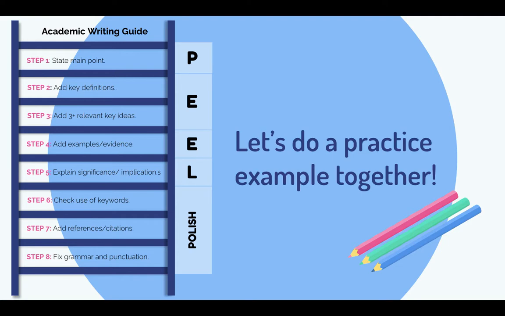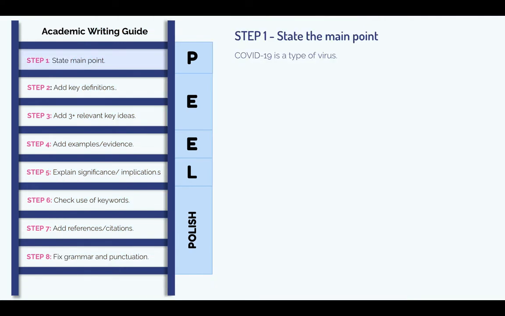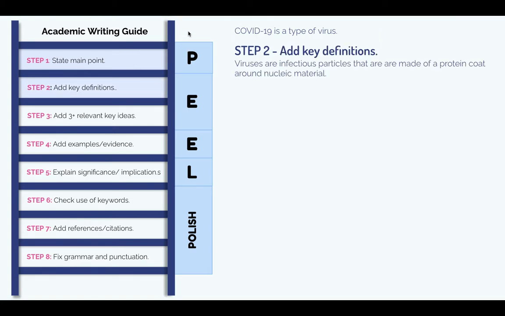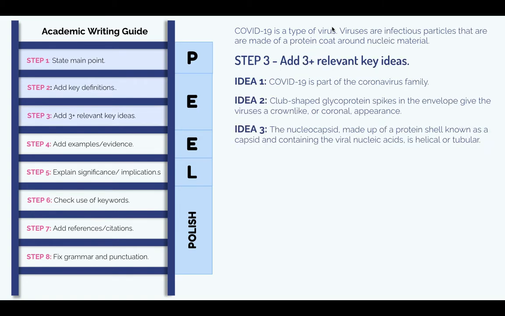Let's write one together. So first of all, we want to state the main point. In this case, our paragraph relates to COVID-19 and coronaviruses. So COVID-19 is a type of virus. That's our main point. We might then add a definition. So step 2, viruses are infectious particles that are made of a protein coat around nucleic material. So I've got my main point. Step 2, I add a definition of the key words from that main point.